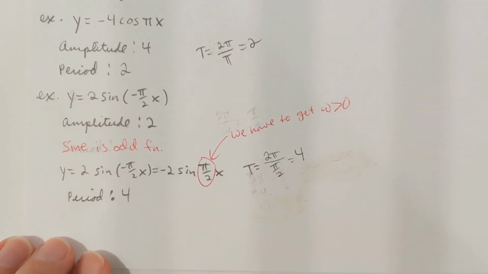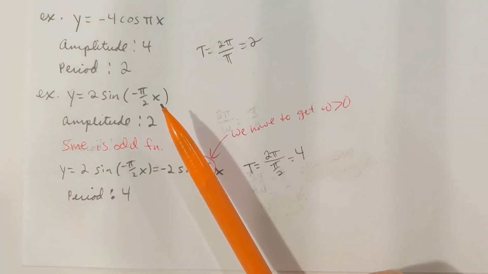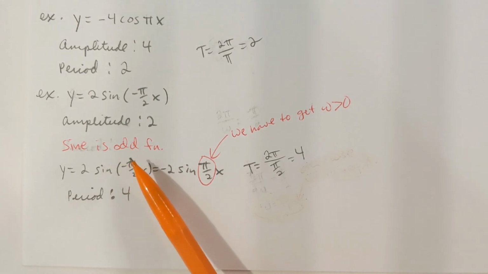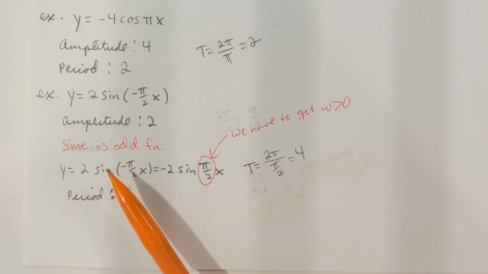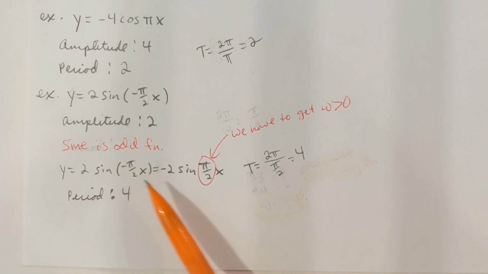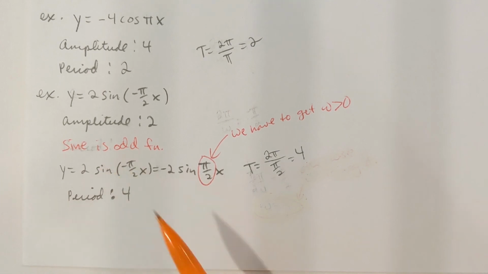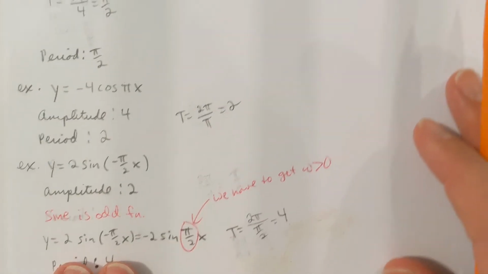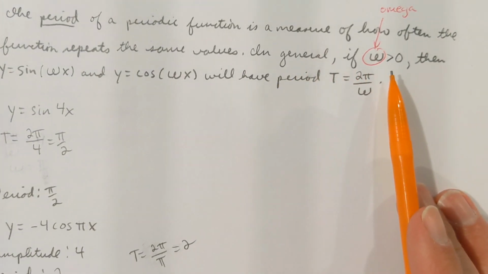And here's another example. If we have y equal 2 sine of -pi over 2x, the amplitude is 2. Now the sine function is an odd function, so sine of -pi over 2x is the same as negative sine of pi over 2x. I've got a 2 in front of that, of course. And that's how I'd want to look at this, because in the definition, omega is a positive number.